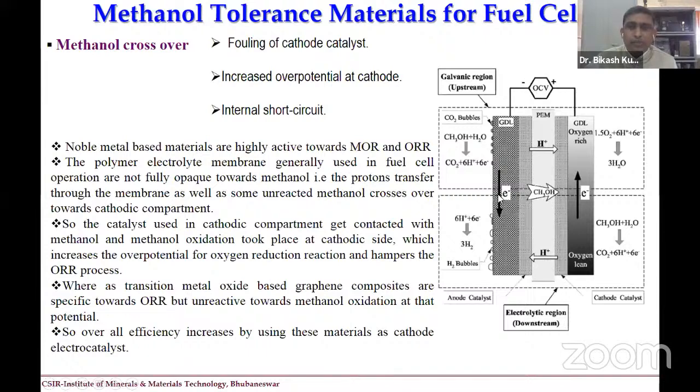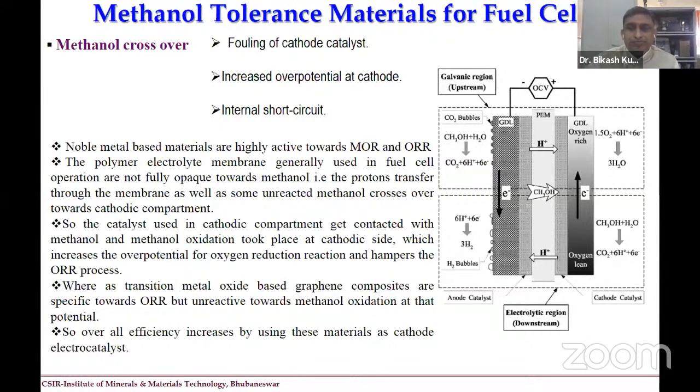Sometimes some methanol molecules from the anode compartment will cross through this membrane and go to the cathode side. It will hamper and inhibit the oxygen reduction reactions. That's why it is called methanol crossover, meaning methanol passing from the anode side to the cathode side. It has a negative impact on the operation of the direct methanol fuel cell, and it decreases the efficiency.